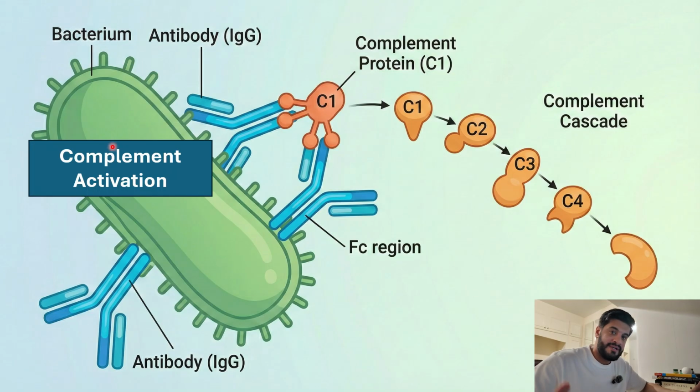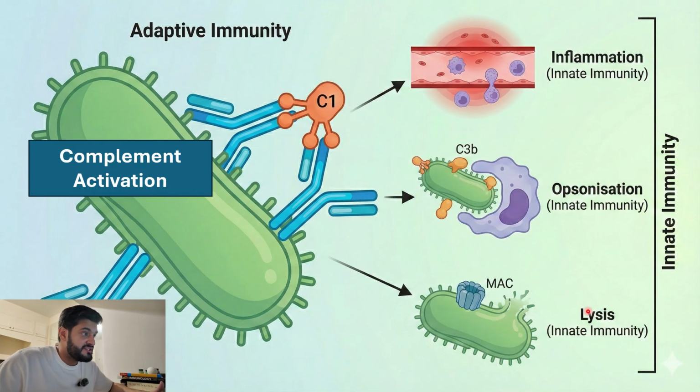Next is the complement activation. Antibodies also activate the complement system, as you can see on the screen, specifically the classical pathway. When IgG and IgM bind to an antigen, the FC region can trigger a cascade of complement proteins. This can then lead to inflammation, opsonization, and sometimes direct lysis of the pathogen. This is a beautiful example of how the adaptive immune system activates the innate immune system.